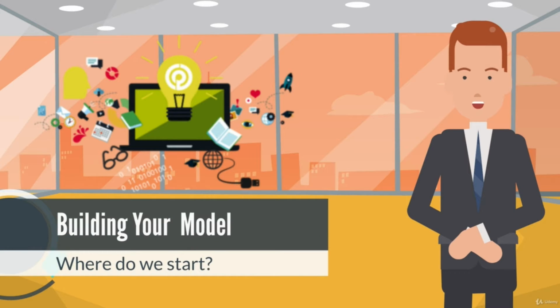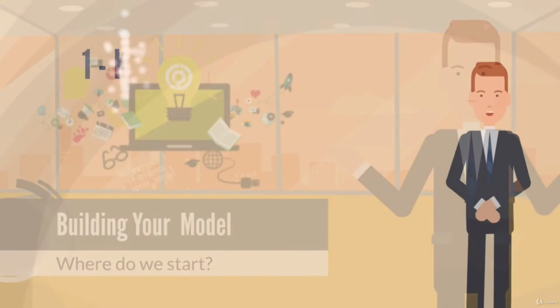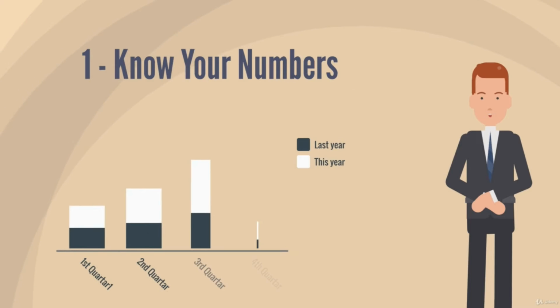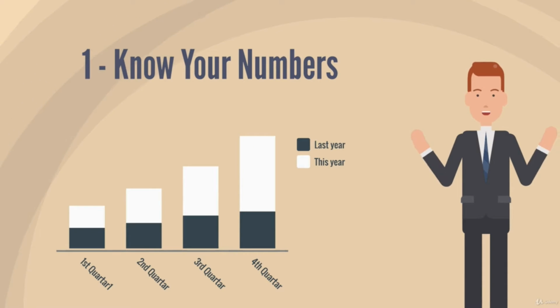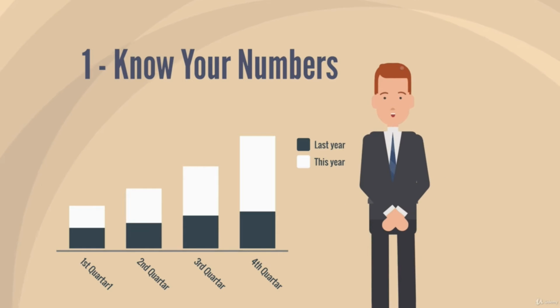First off, when trying to determine marketing activities and targets, where do we start? Well, first things first, and this should be true of most of your business. Number one, know your numbers. You need the data, the historical data, in order to build the smart marketing models.